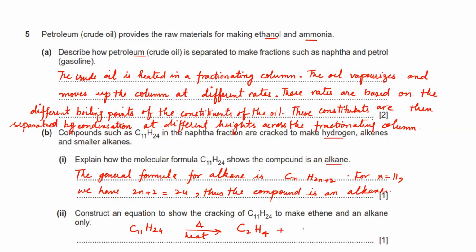And an alkane. So remember, the other alkane is going to be C9H20. So consider CnH2n+2. Yes, this is an alkane. This is an alkene. So this is how this equation can be written.